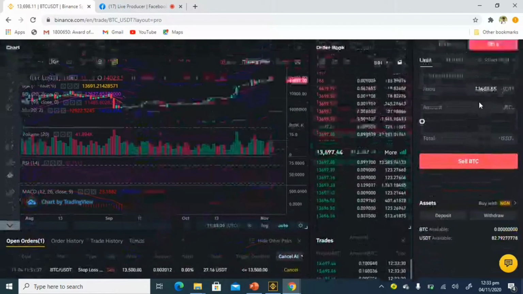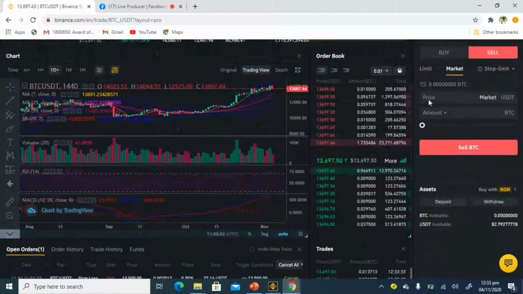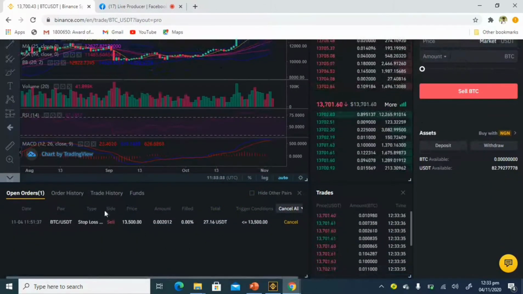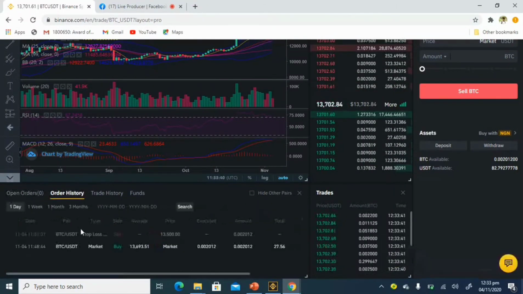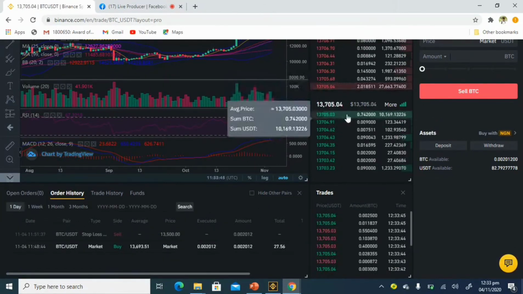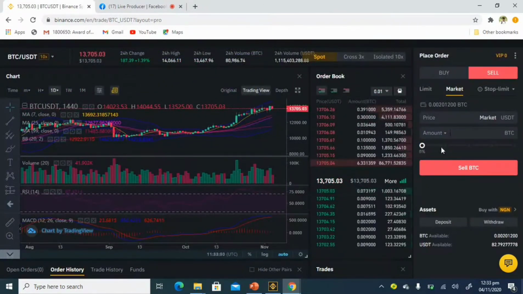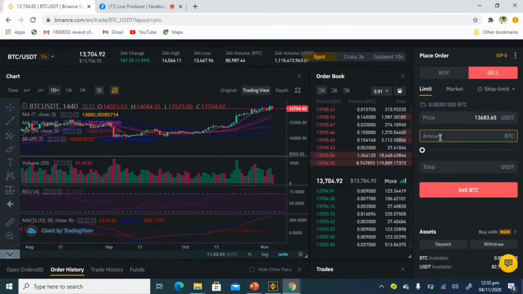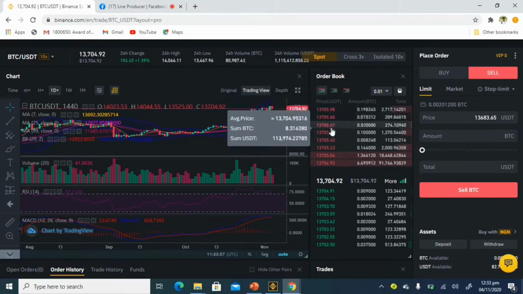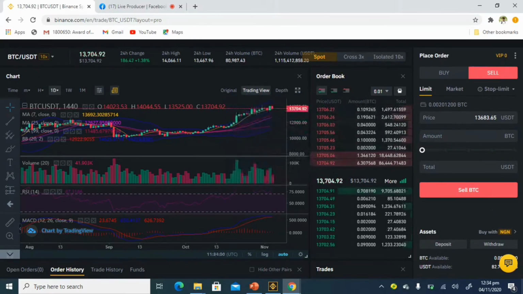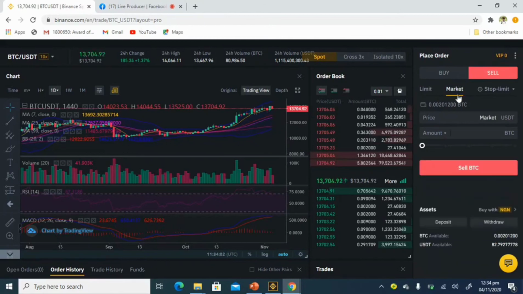So let me sell this asset. Let me cancel this order history. Okay, we bought it at 13,693. Now it's 13,705. So I've made some little profits. Let me sell it at the market price. Like I told you, select market. The reason why I'm selecting market is because it's a highly volatile market, and you can see the price differences here are just points. So I could go ahead and select market price, and I'm selling everything.